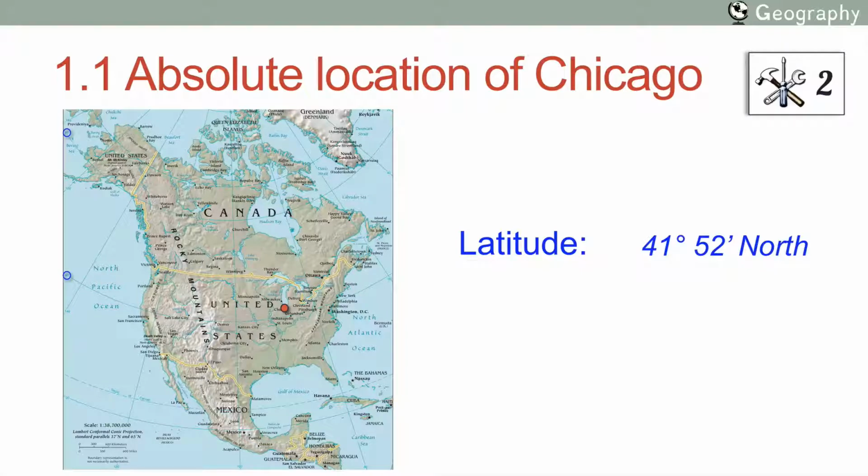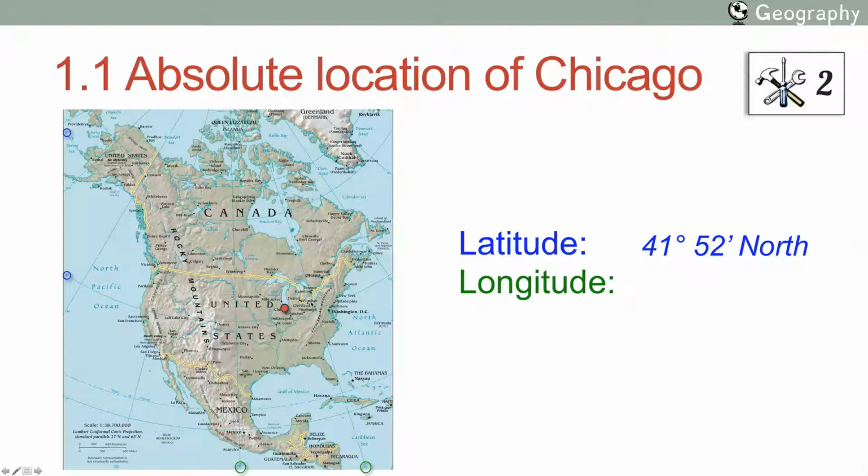Now the second coordinate we want to know is the longitude. For that, I will check the meridians. Here I have the 80th meridian, indeed the closest one, and the 100th meridian, west of course. We are west of the prime meridian, which goes through Greenwich, as you know.